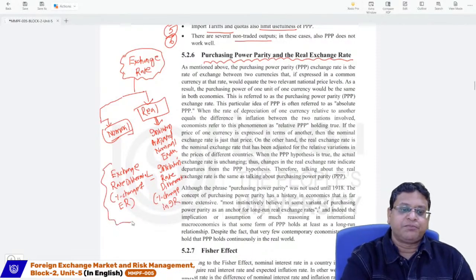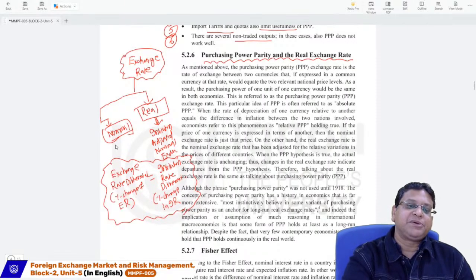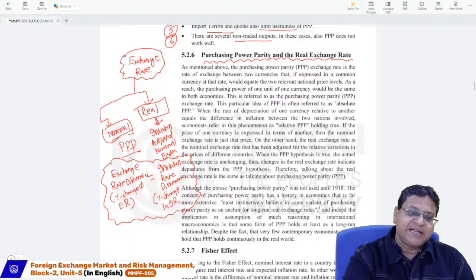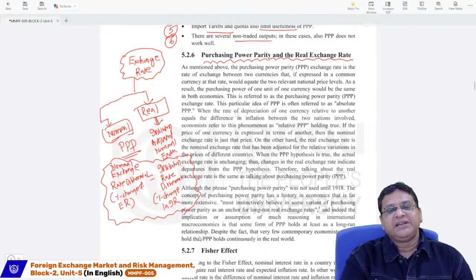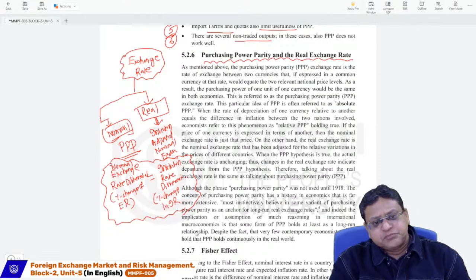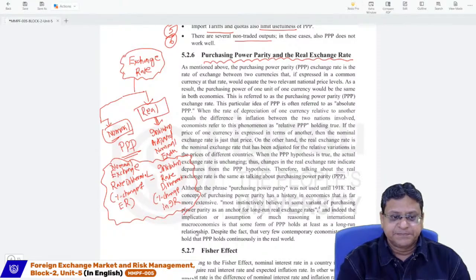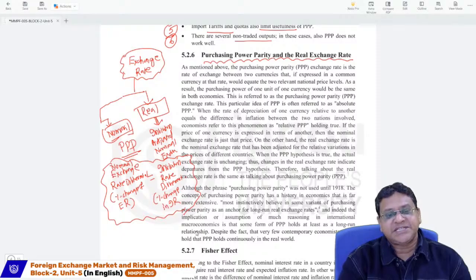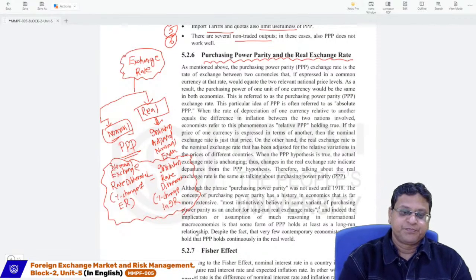This is the crux of PPP theory. The crux of PPP theory tells that the nominal exchange rate differential should be equal to the inflation rate differential, or the percentage change in nominal exchange rate should be equal to the percentage change in inflation rate. This is the crux or summary of PPP theory.